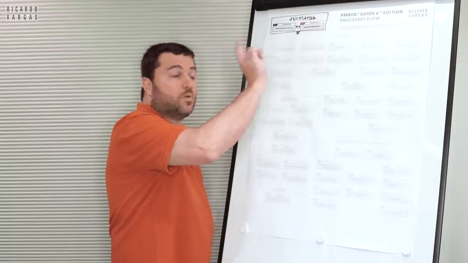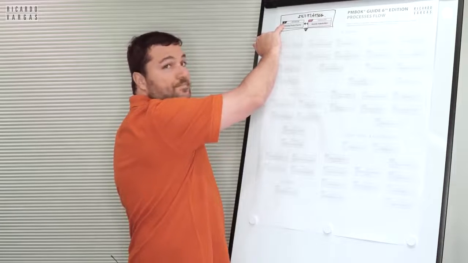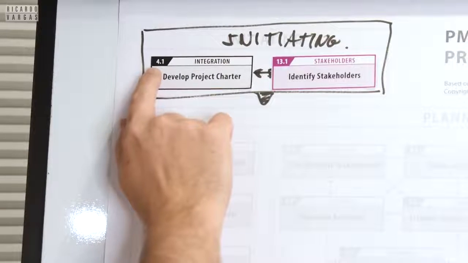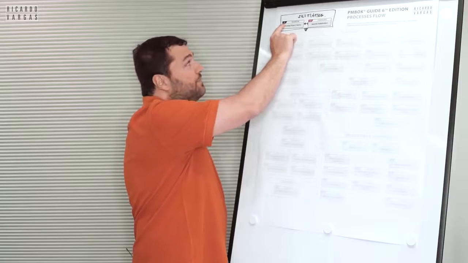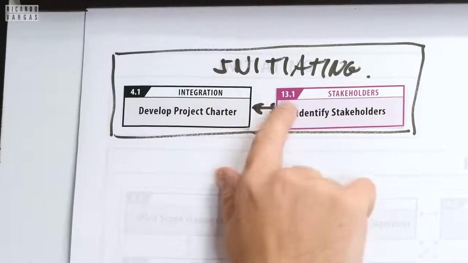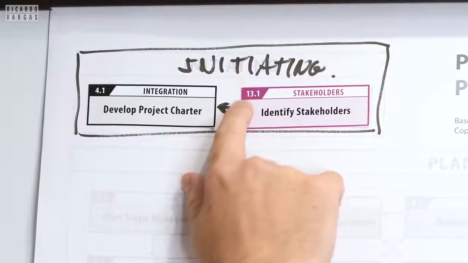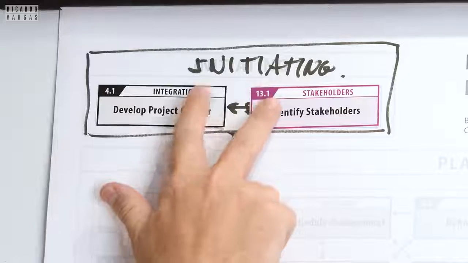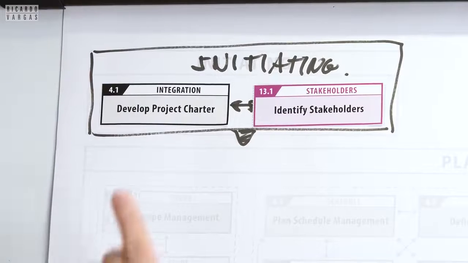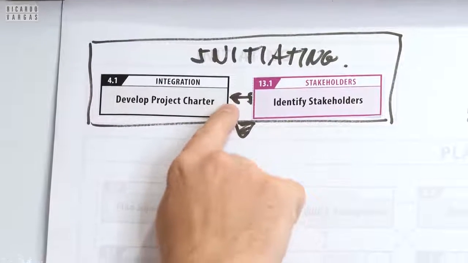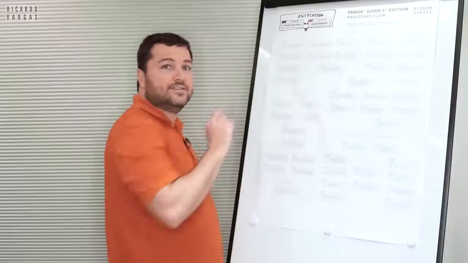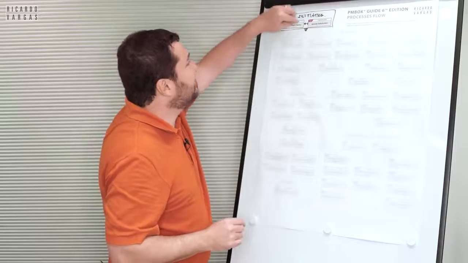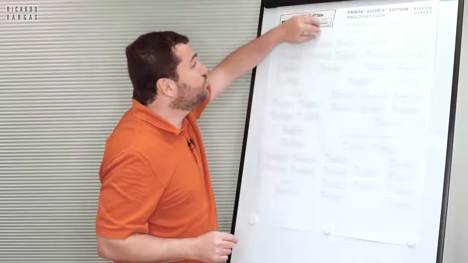And look, one important point. If you see here, 4.1 means we are talking about chapter 4 of the PMBOK, first process. Chapter 4 is integration. And this is 13.1. 13 is stakeholder management. So we do this almost together. One very important point is that a lot of people do not understand this arrow that goes both ways. Why? Because you don't do this first and then this. You do this almost together.